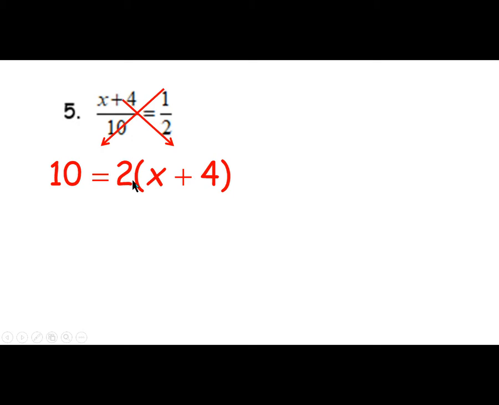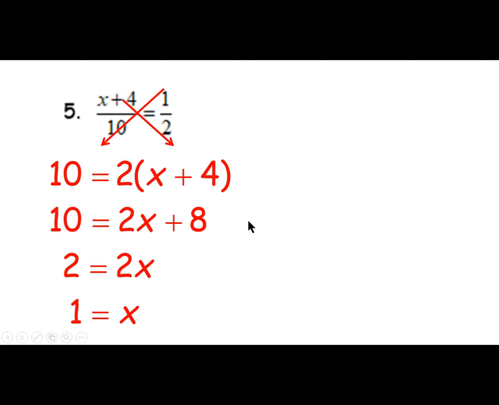2 times x plus 4, well, we do 2 times x and 2 times 4, and that'll give us 2x plus 8. Now solving this problem should be pretty simple. We're going to subtract 8 from both sides and then divide by 2, and in this case, we're going to get 1 for our answer. And I'll give you 2 other problems to try like this.